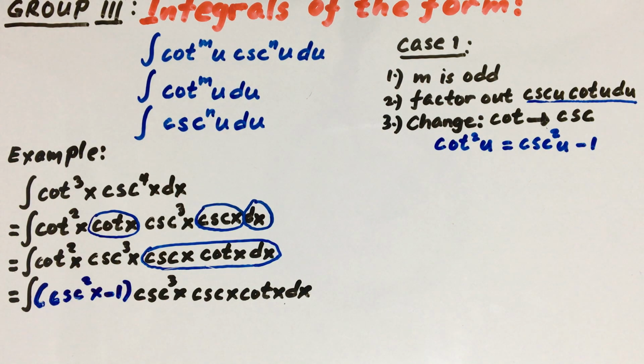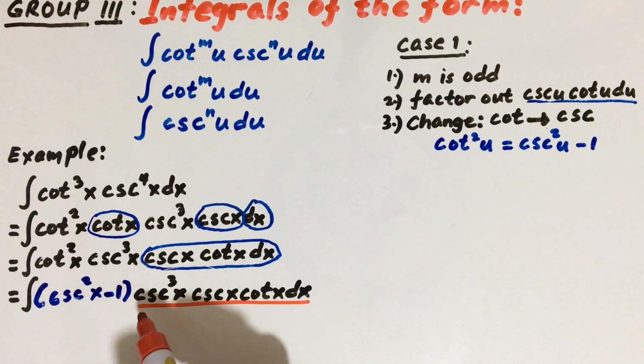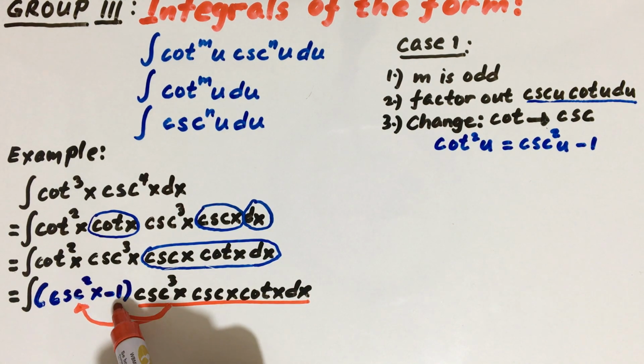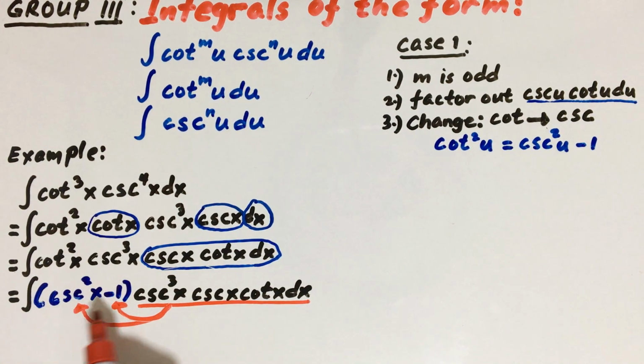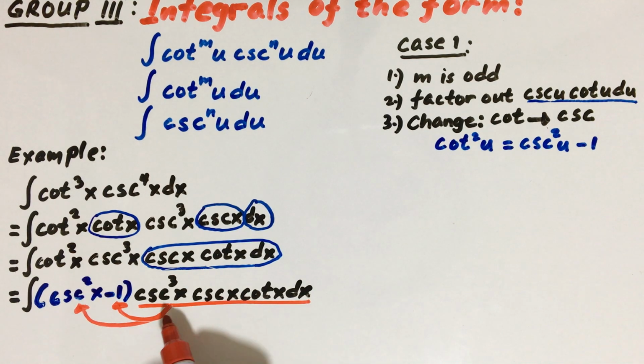we have to multiply the whole thing to each term. There are two terms here, the first term and the second term. So the whole thing here you have to multiply it here.